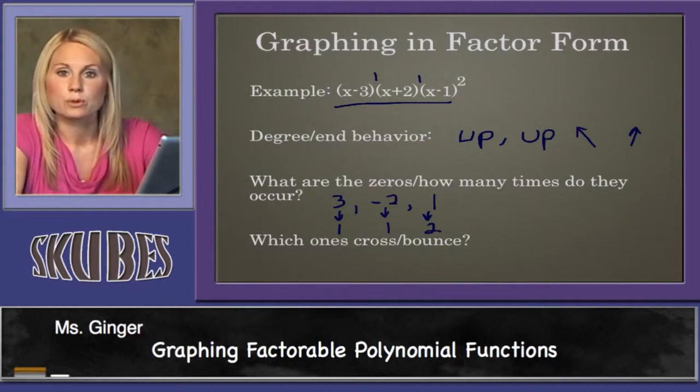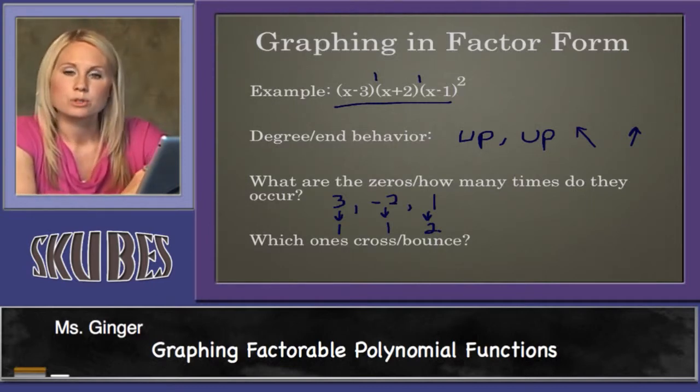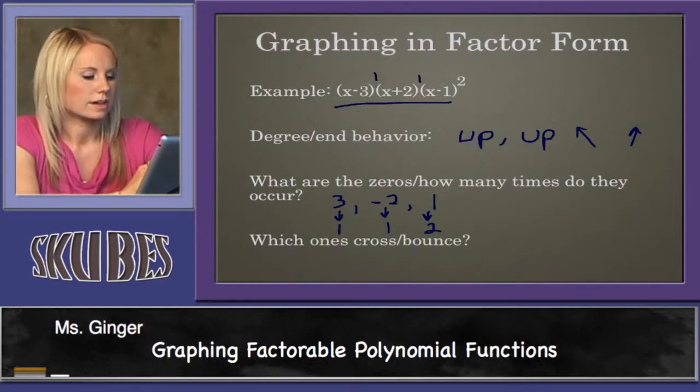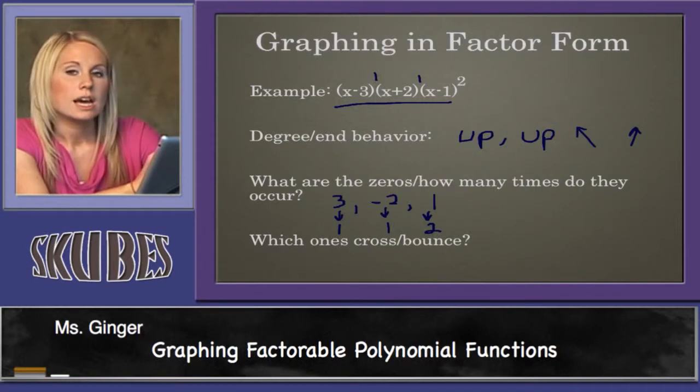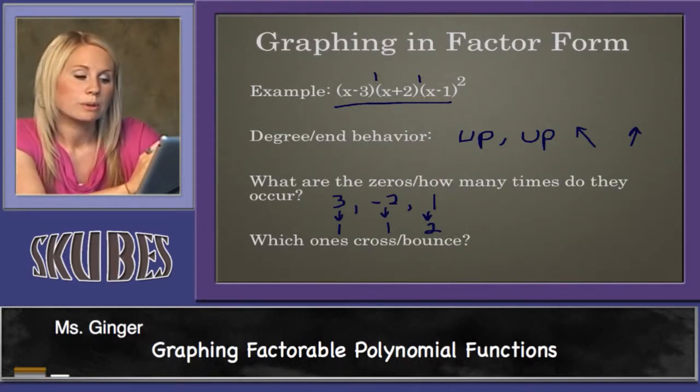So that is a double root, that's what those are called. Okay, and which ones of these cross and which ones are going to bounce off of the x-axis? Going to look at the powers on each expression. An odd power is going to go through, it's going to cross, an even power is going to bounce.